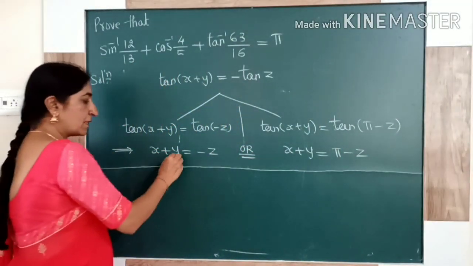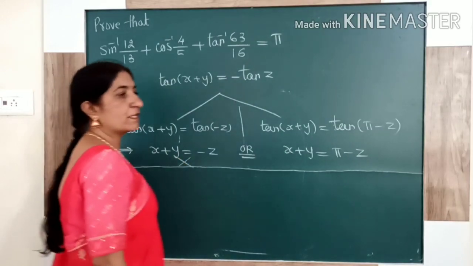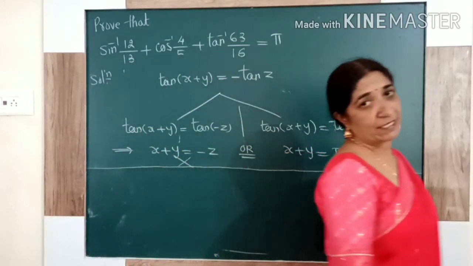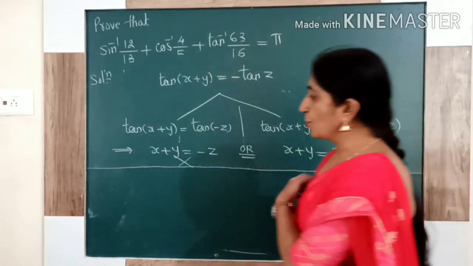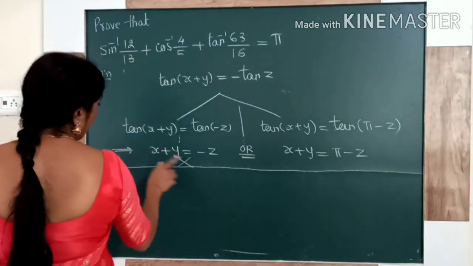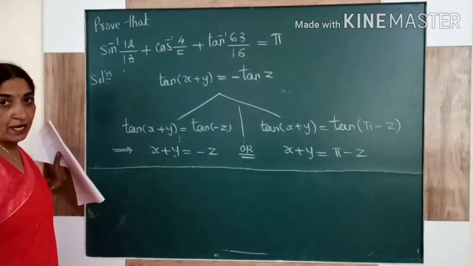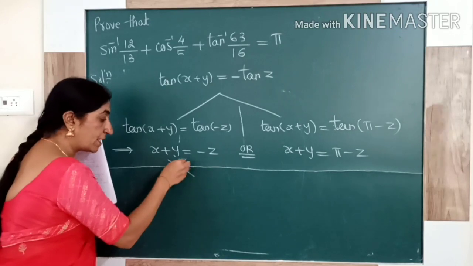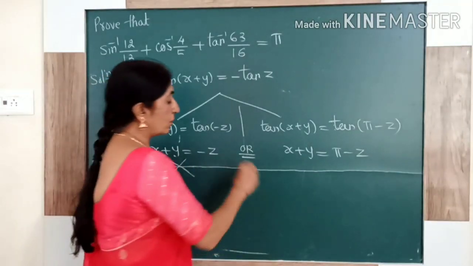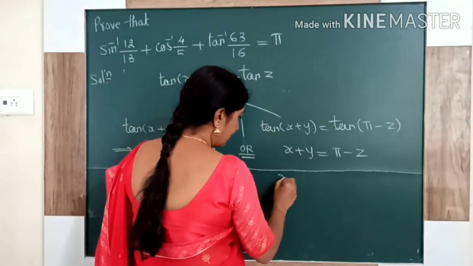But I am telling this is not possible. Why it is not possible? Think a little bit. It is not possible because see the starting solution. X and y both are positive. When you add two positive numbers, you cannot get the negative answer. That's why it is not possible. So leave this. Now come to this.